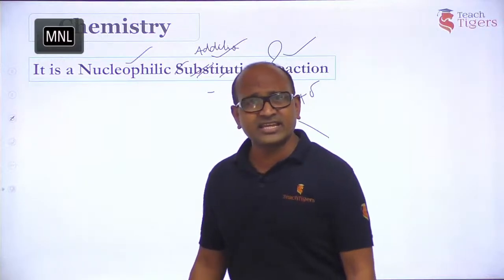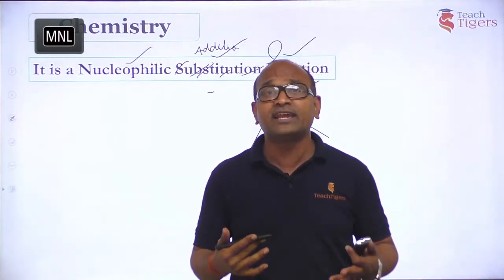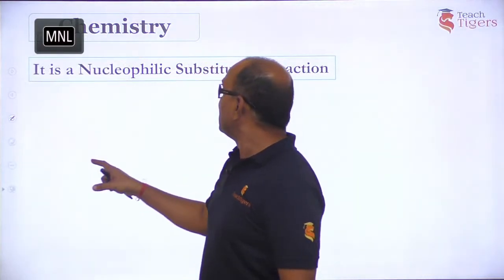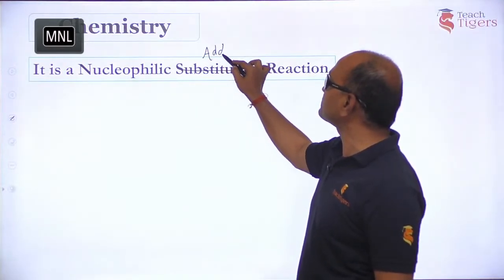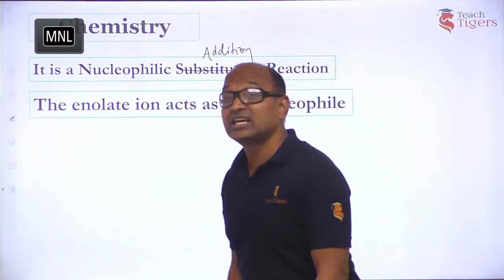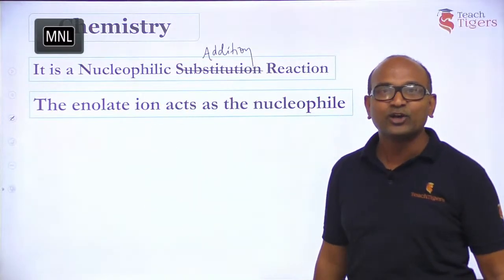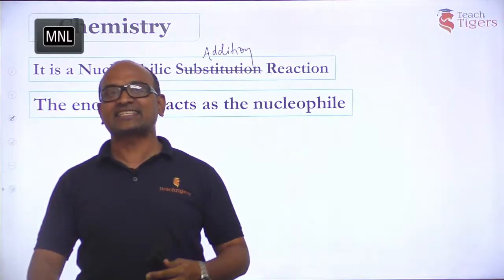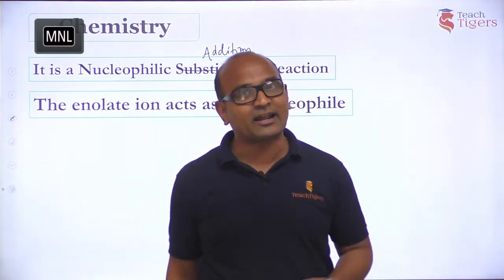Right? So the question is, the carbonyl compound is capable of undergoing nucleophilic attack. But what's the nucleophile here? Guys, if you see, this is an addition reaction, right? This is a nucleophilic addition reaction. Guys, the nucleophile in this reaction is the enolate ion. So the first step is the formation of enolate ion, which acts as the nucleophile and it attacks another carbonyl group.